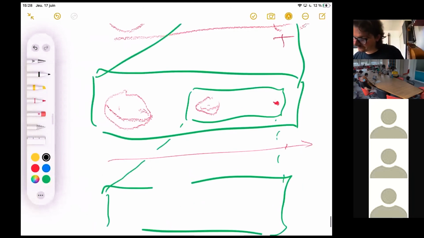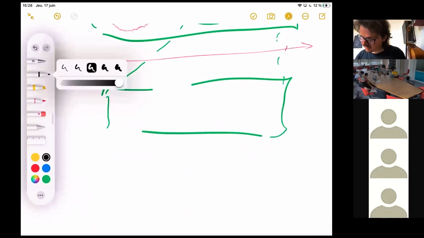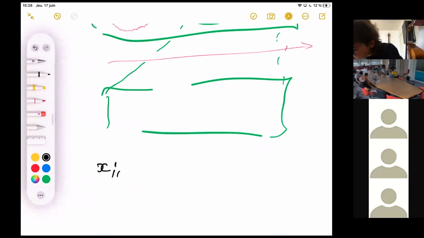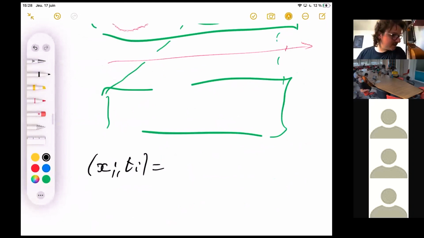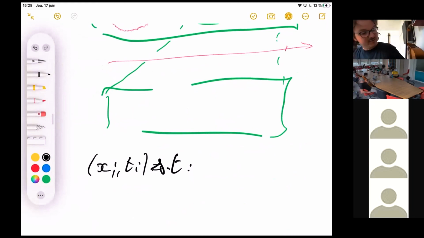Okay. And so what do we do? So we pick a point (xi, ti) such that... so we pick a sequence of points and times such that the curvature is blowing up.